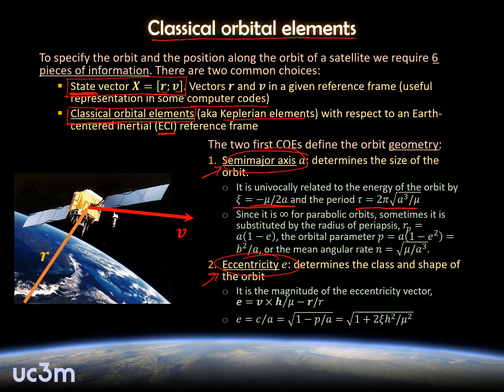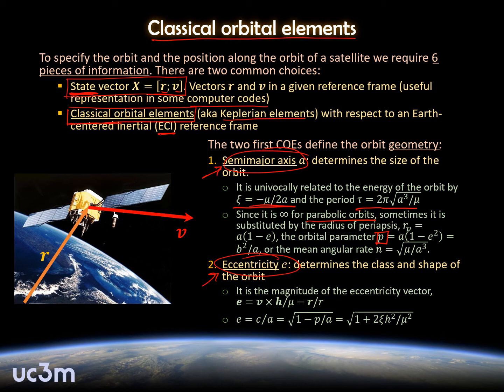Okay, so either the semi-major axis or the energy or the period are alternative representations for this first classical orbital element. Near parabolic orbits, we know that a goes to infinity, so an additional alternative to give the first orbital element is to give the parameter of the orbit, the semi-latus rectum. So we know that this is always a positive number and finite, so it doesn't have any problem near parabolic orbits.